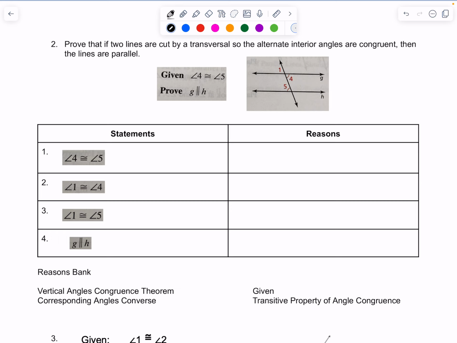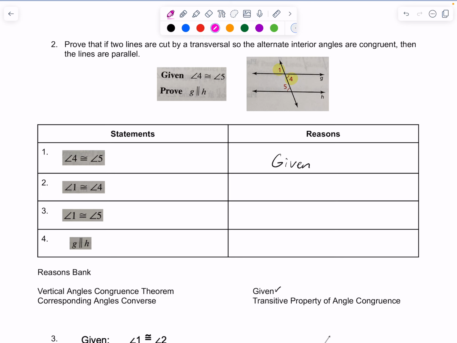So we want to prove that line G is parallel to line H, and they're telling us that angle 4 is congruent to angle 5. That is the given. So I'm going to go ahead and use my first reason, which is always going to be given. All right, so that one's already been used. Now, the next statement says angle 1 is congruent to angle 4. So if I look at that, that's angle 1, angle 1 to angle 4.